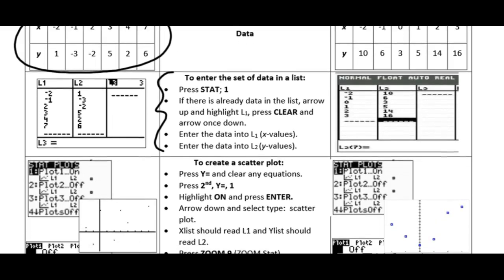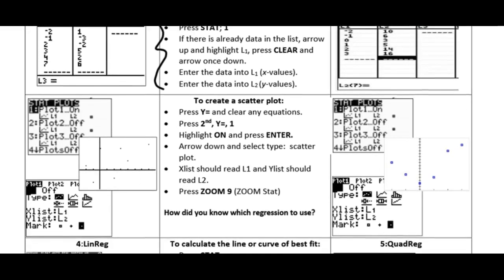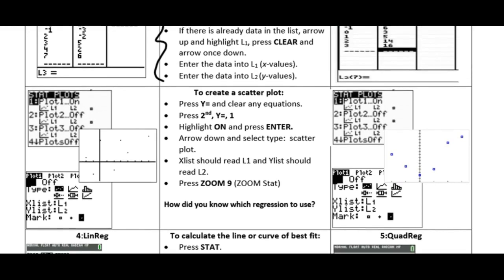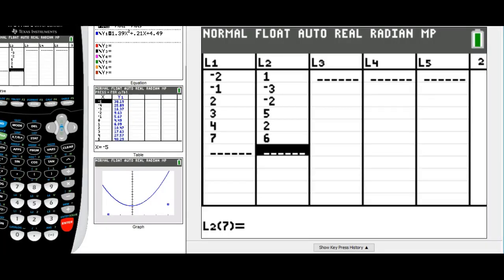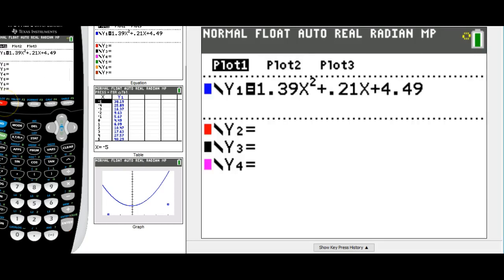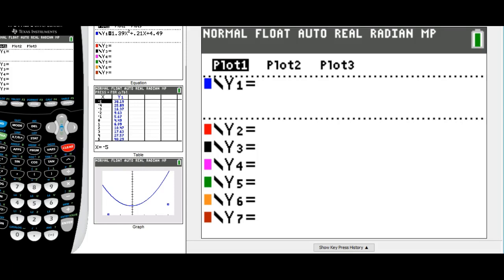If you didn't know if it was linear or quadratic, you would have to take a look at the picture. So this is how you take a look at the picture. You would go to y equals and clear out any equations, because you may have used it, especially with solving quadratics. You may have put some in there. Then you would press second y equals and number 1. So I'm going to walk you through that on the large calculator. First thing, I go to y equals and make sure I don't have anything in there. I do, so I need to clear that out.